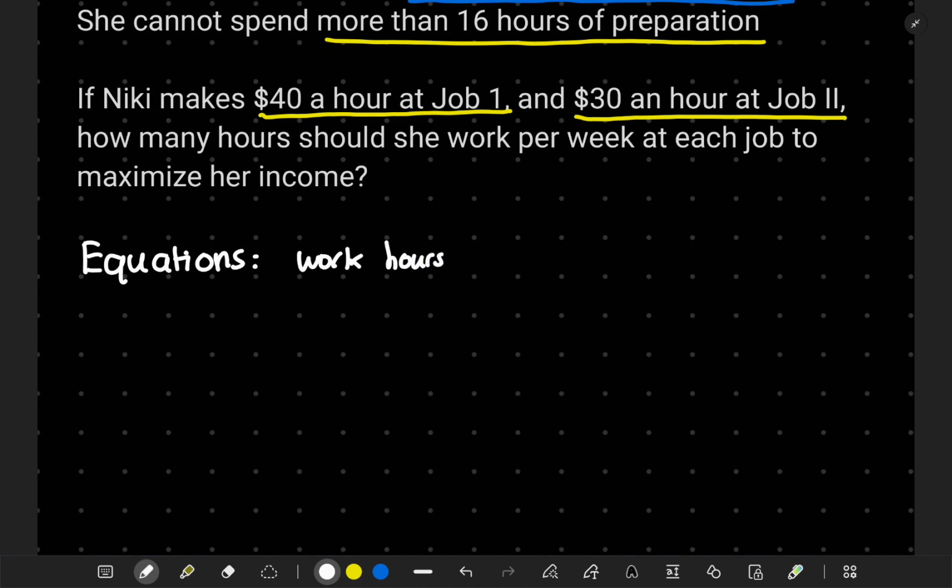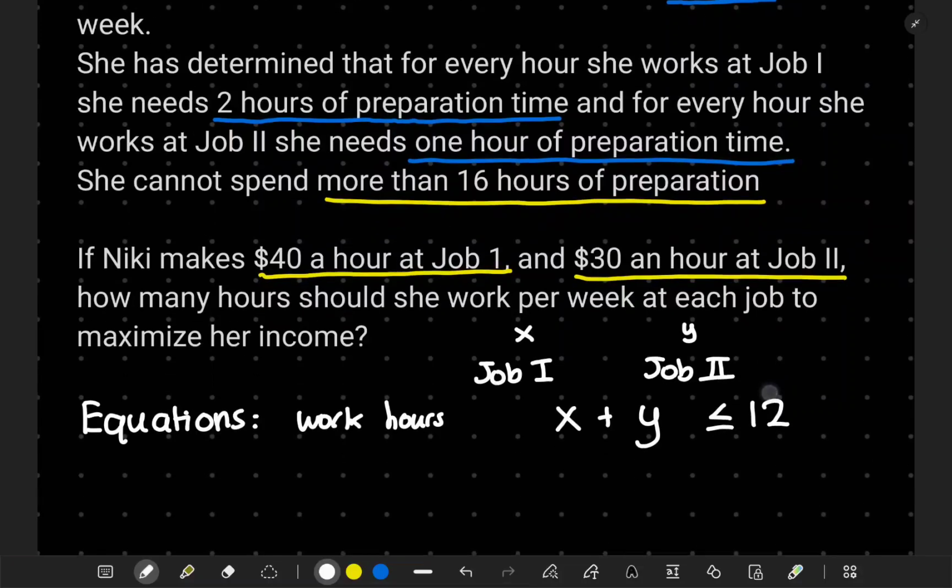Well, we have two choices between job 1 and job 2. So we can let job 1 be x, and we can let y be job 2. And so from this, we can say that x plus y should be less than or equal to 12. It can be less than 12. She can work 10 hours, but she just wants to work a maximum of 12.